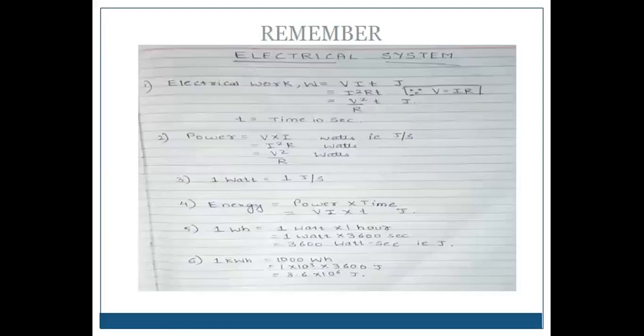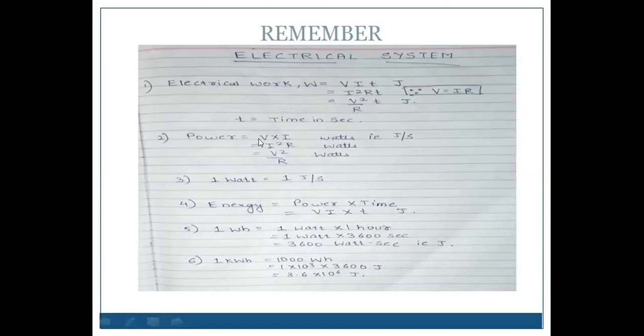So these are a few formulas about the electrical system. Electrical work is equal to VIT joules, that is equal to I square RT. You know V is equal to IR, Ohm's law. You just put that, and you get these two formulas. So this is electrical work. Remember here that the time is in seconds.